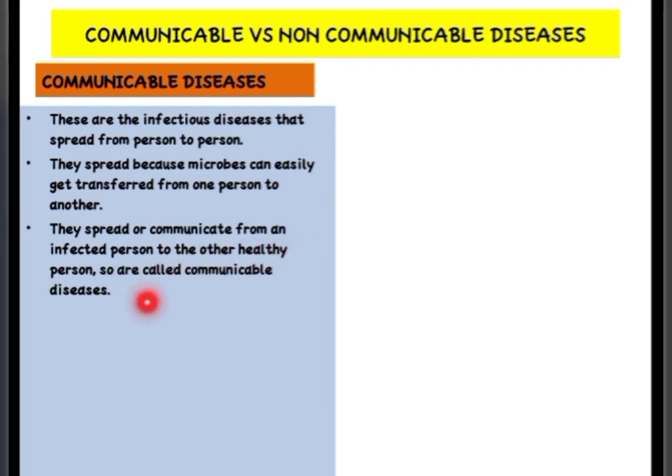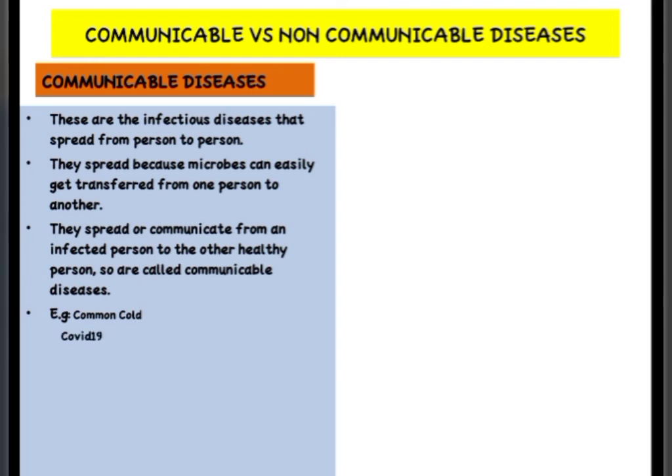They spread or are communicated from an infected person to another healthy person. So it is called communicable disease. What happens? It is transferred from an infected person to a healthy person. It transfers from a person who is infected with that virus or that disease, and then it will transfer the disease to the other healthy person. So these are known as communicable diseases.